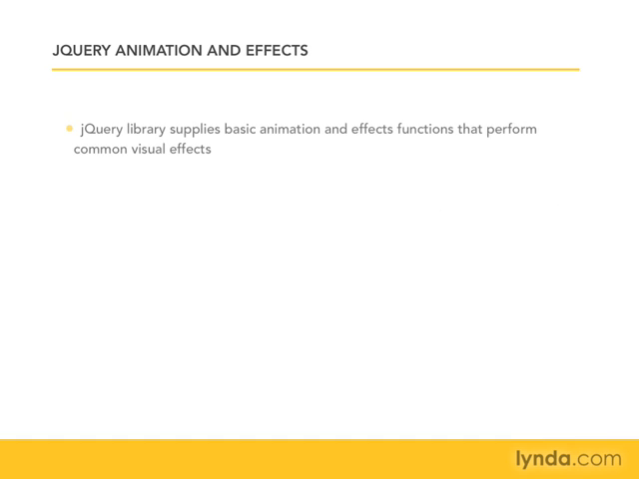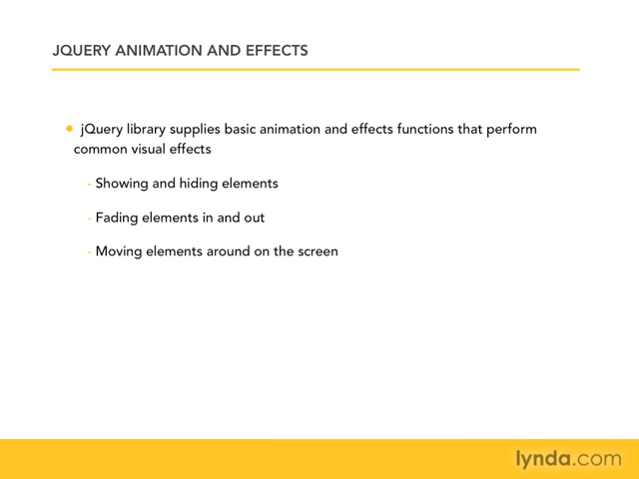So the jQuery library, as I noted, supplies some basic animation and effects functions to create some visual effects that are pretty common in modern web pages, such as showing and hiding elements, fading elements in and out, moving them around on the screen. There's also a basic animation function that you can use to build your own animation effects, and we will see how to do that later on in the chapter. But first, let's just get started with some really simple animation, and that involves showing and hiding elements.